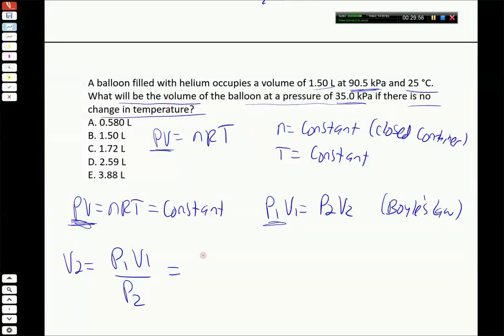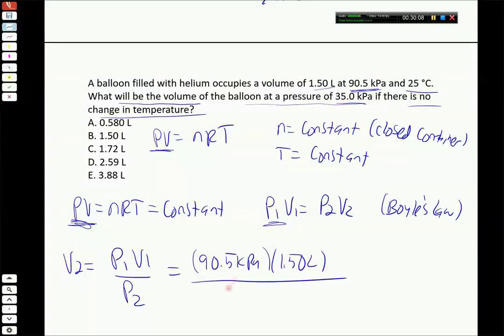And so what we have is P1 is 90.5 kPa, kilopascals. V1 is 1.5 liters. And then P2 is 35 kPa. We don't have to convert the units again because the units cancel out and we're left with an answer in liters. So we just multiply and divide and get an answer of 3.88.